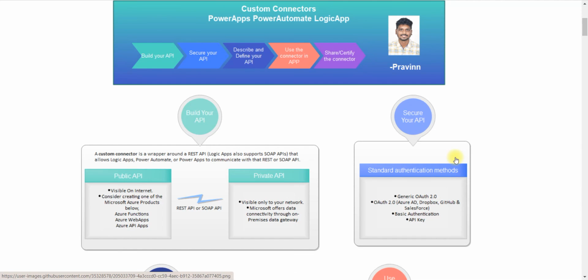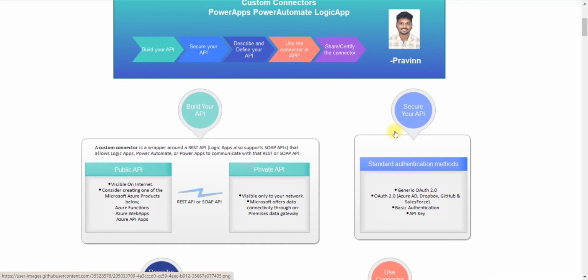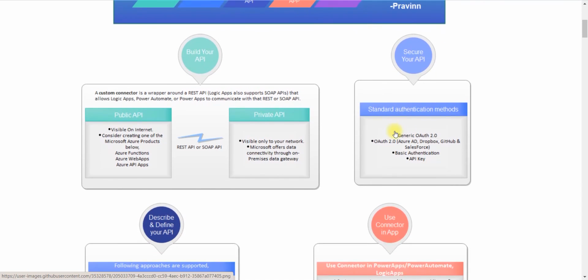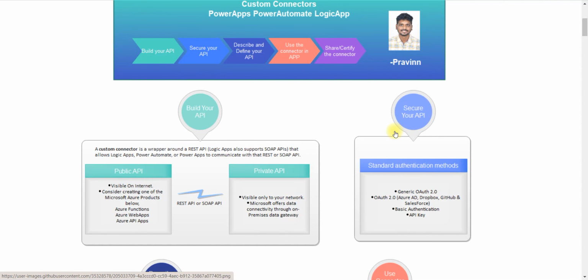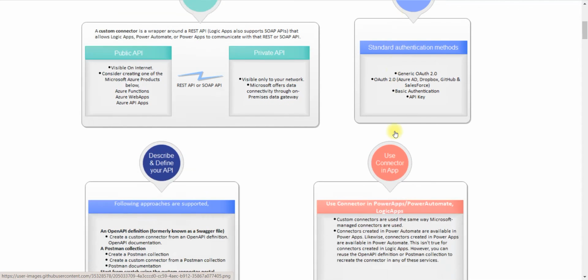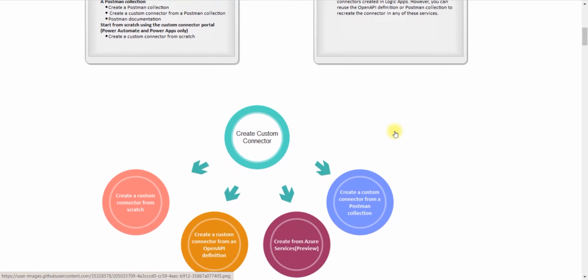So far, we have talked about the high-level overview of custom connectors: the life cycle stages for building, securing, and defining the APIs for communicating with other services. In the next part of the video, we'll be talking about the ways to create the custom connectors.